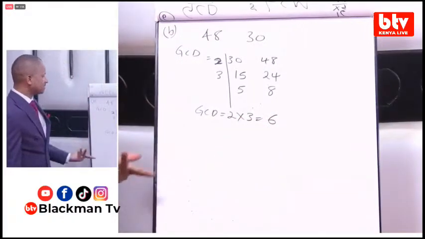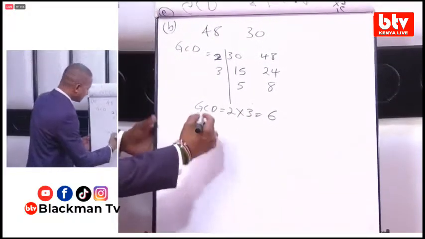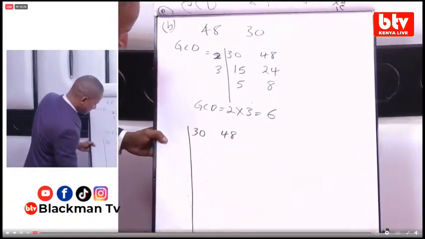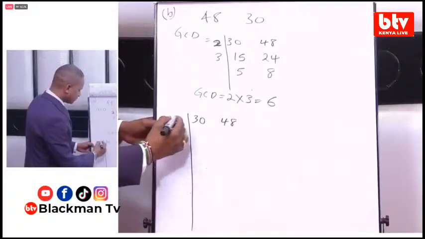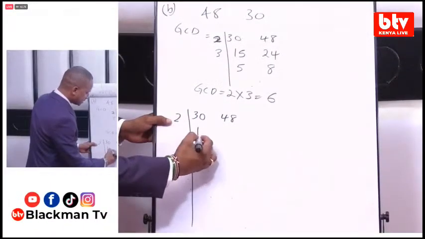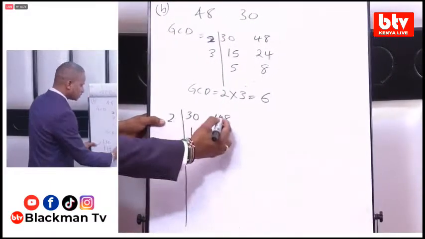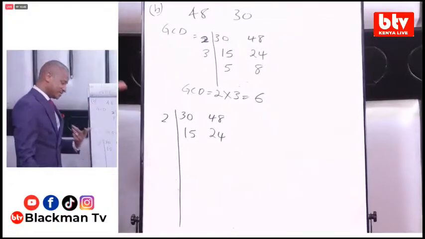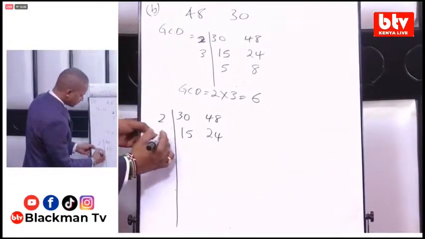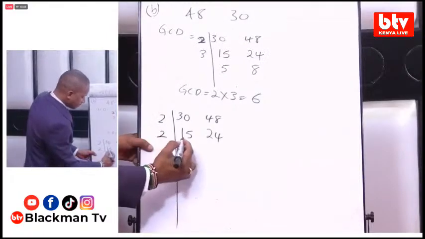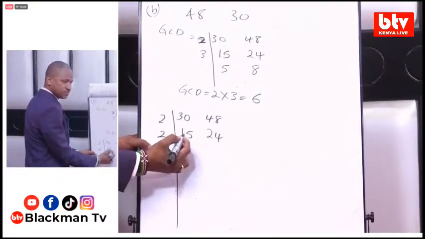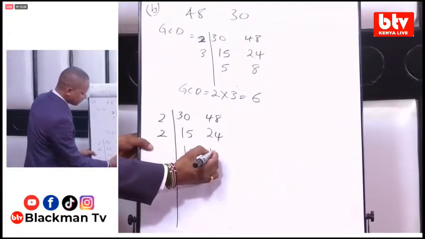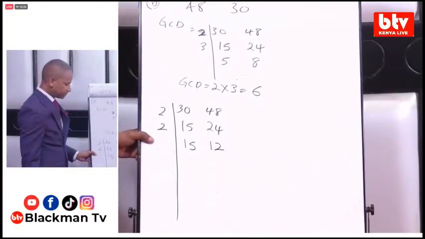What about its LCM? Now, LCM, remember, we want of 30 and 48. We want the least common multiple. We start with 2. 2 goes into 30 15 times. 2 goes into 48 24 times. Can we use 2? Yes, because 2 can go into 24. Remember, we are dealing with the least. Because it can go into 15 with a remainder, we just drop 15 down. But can it go into 24? Yes. How many times? 12 times.